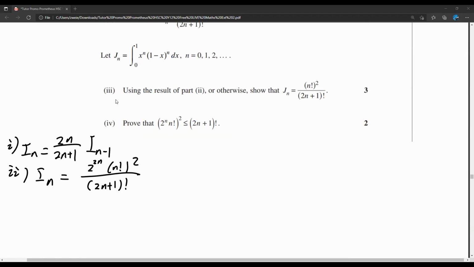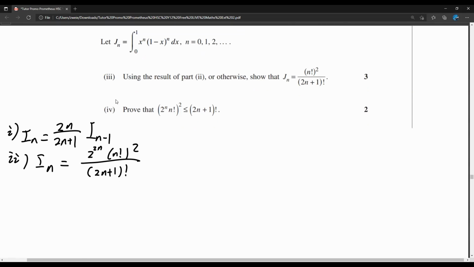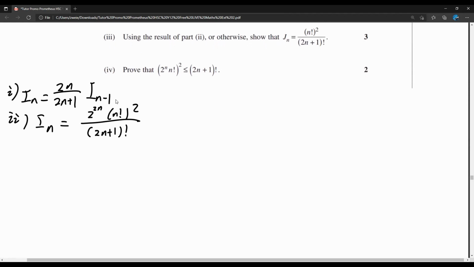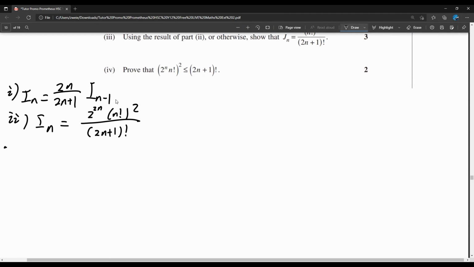It says, let Jn equal the integral from 0 to 1 of x to the power of n, 1 minus x, to the power of n dx, n equals 0, 1, 2, and so on. And now it says part 3, use the result of part 2, or otherwise show that Jn is equal to n factorial squared over 2n plus 1 factorial. This means we're going to do our substitution. So part 3. Let me copy the part 3 down.